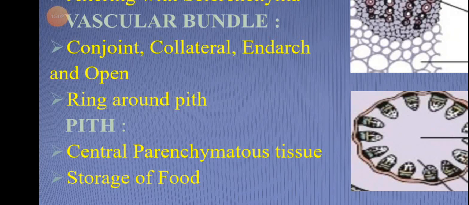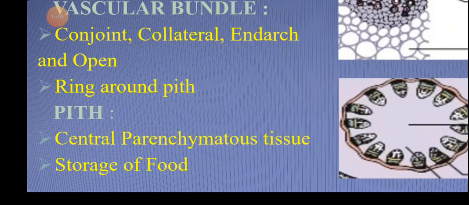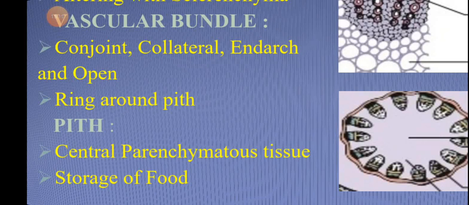Then pith. Inner to the vascular bundle, yes, is the central parenchymatous tissue. Normal parenchyma, already we know. The central parenchymatous tissue present next to the vascular bundle, at the center region, many parenchymatous cells are present freely, and that is used for the storage of food content. That is the pith. In the dicot stem only the pith is present.